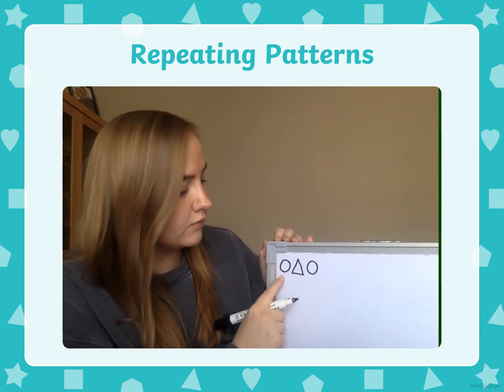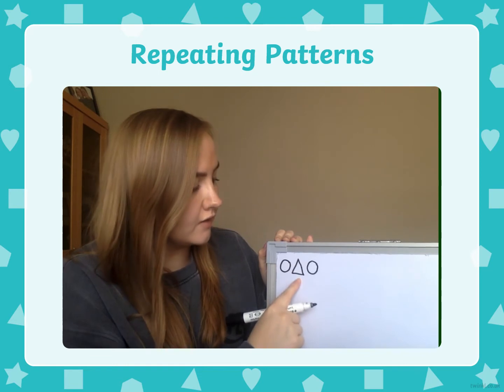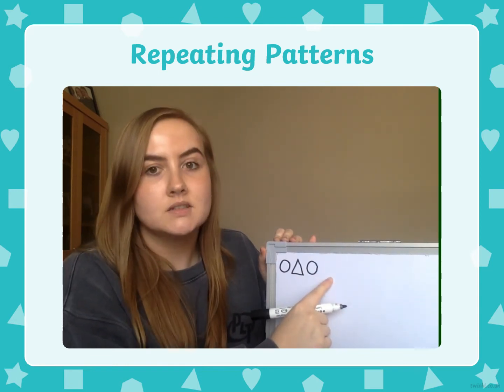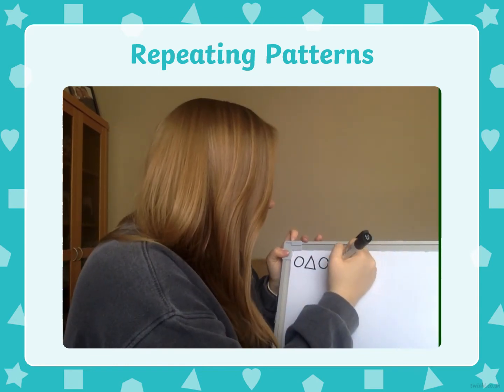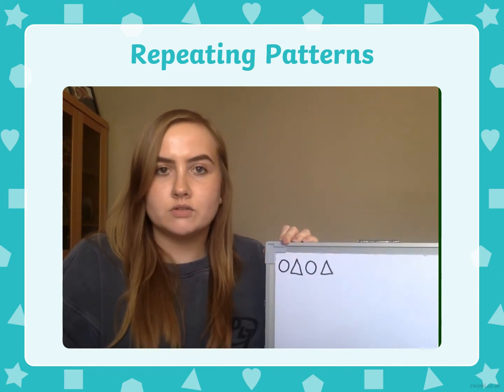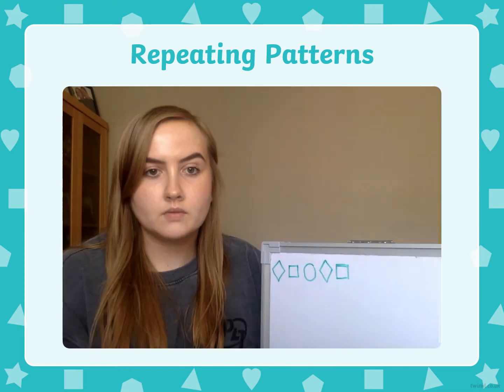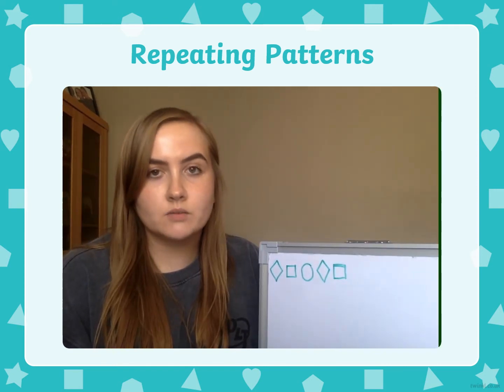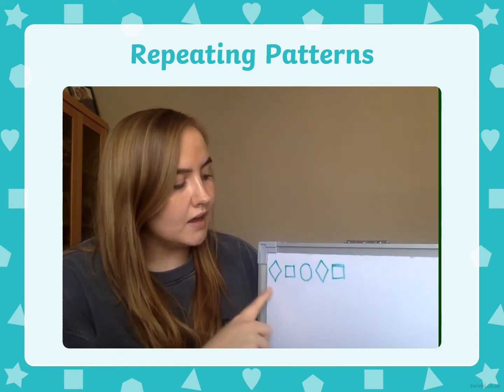So say the pattern with me. Circle, triangle, circle. What would come next? A triangle. Okay, so now that we've started to finish my repeating pattern, I would like you to try and do it by yourself. Now that we've done a repeating pattern with 2 2D shapes, now I've done another pattern for you that includes 3 2D shapes.